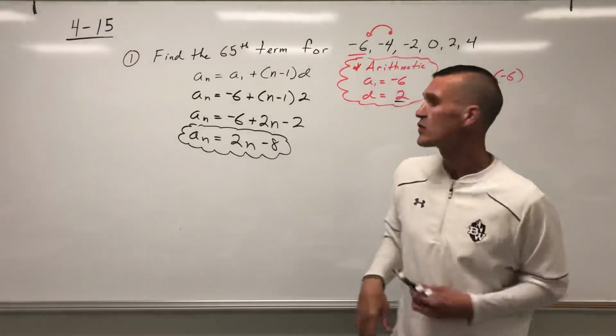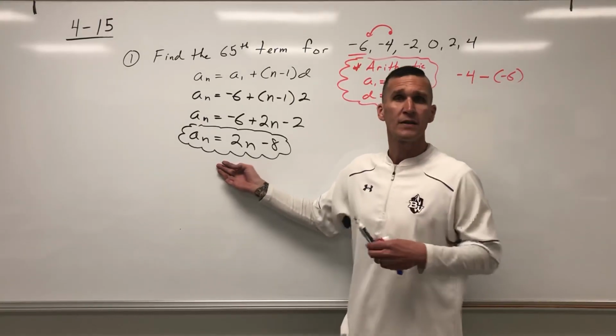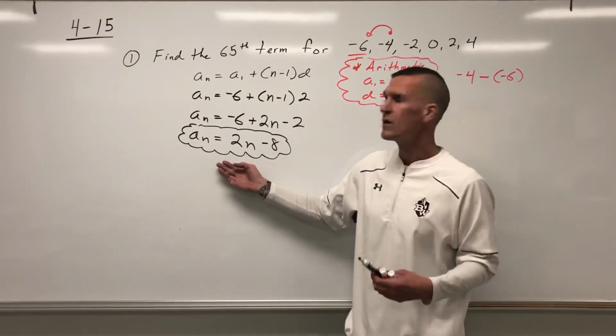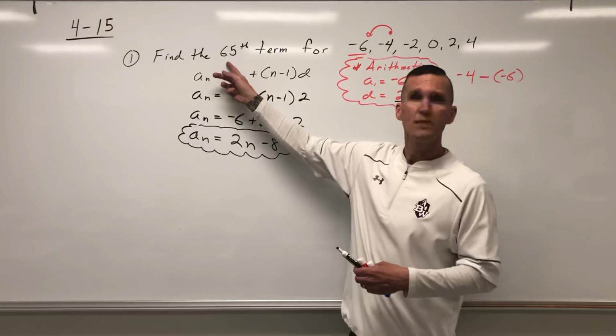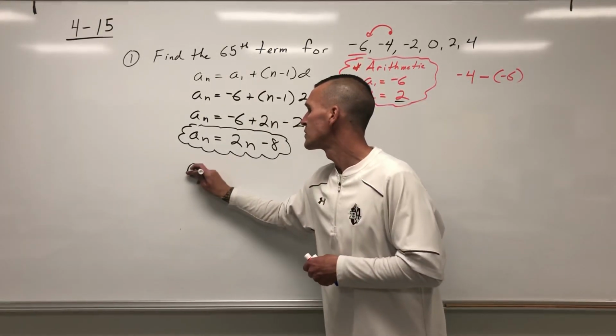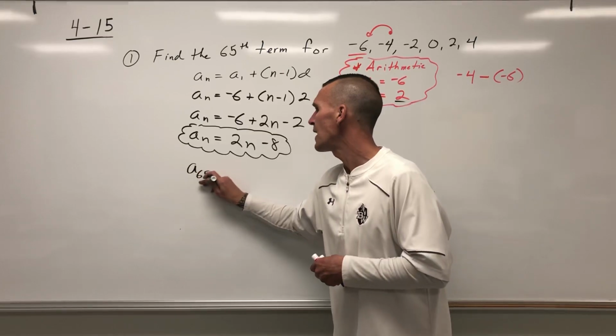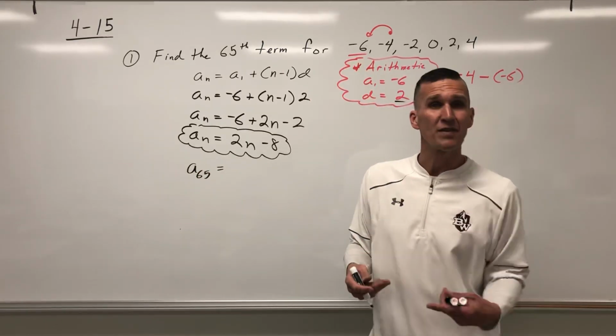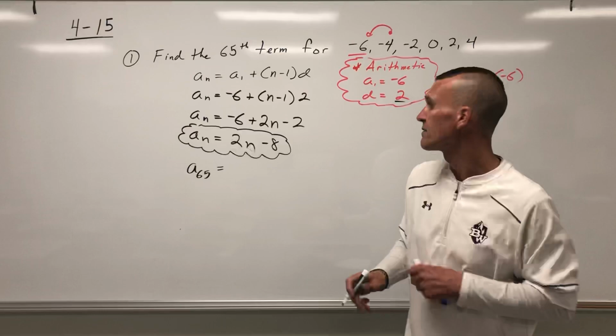So if you remember yesterday, we could use the rule to find the first 6 terms or whatever, but you could do it to find the 65th term. So to finish out this problem, all you have to basically do is do a sub 65, which represents the 65th term, and that means you plug 65 into the variable.